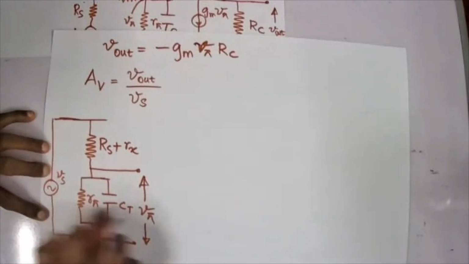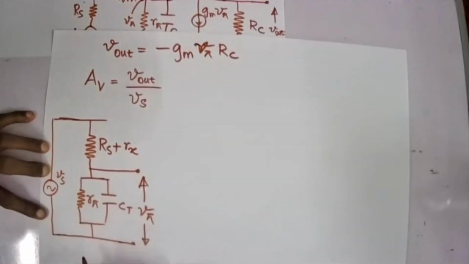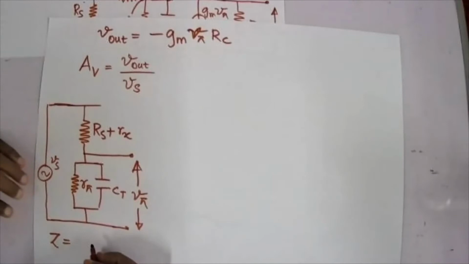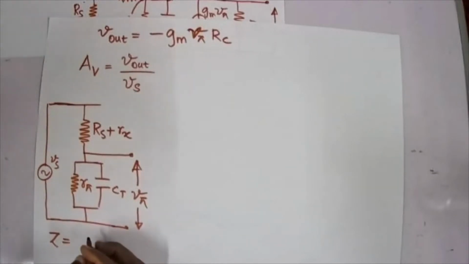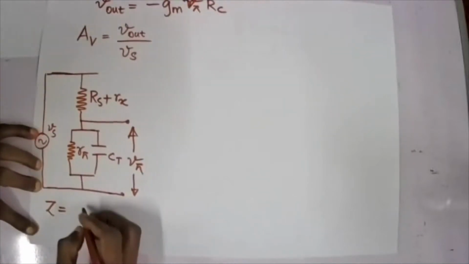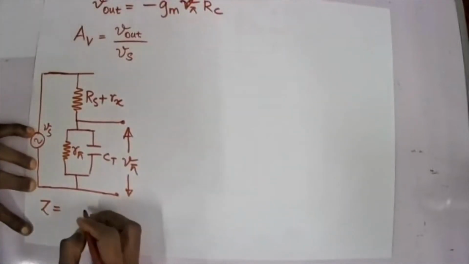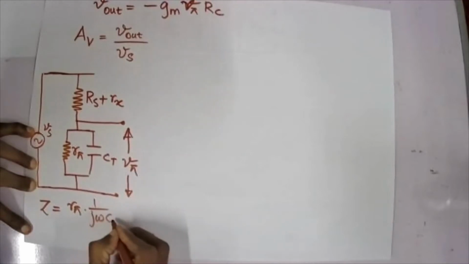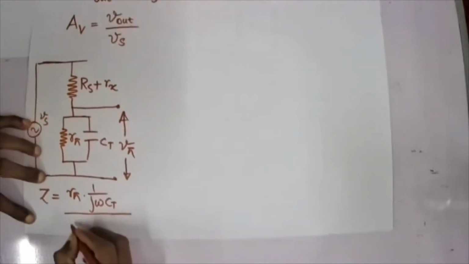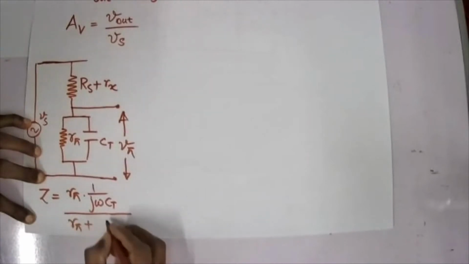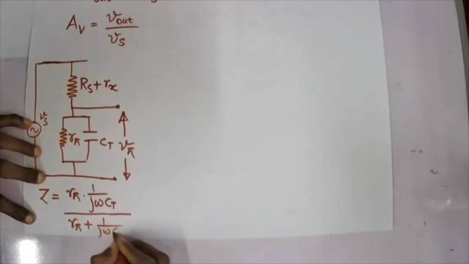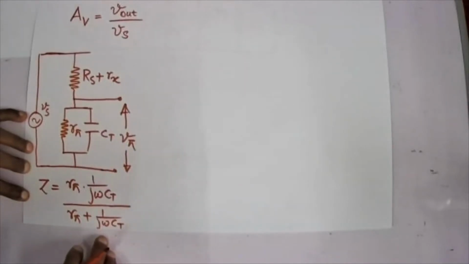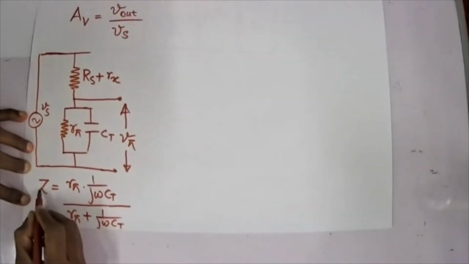So I may substitute R pi parallel Ct as an impedance Z. So let my Z equal, which is Z equals R1 R2 by R1 plus R2. So simply I can write it as R pi into 1 over j omega Ct divided by R pi plus 1 over j omega Ct, which is my Z.